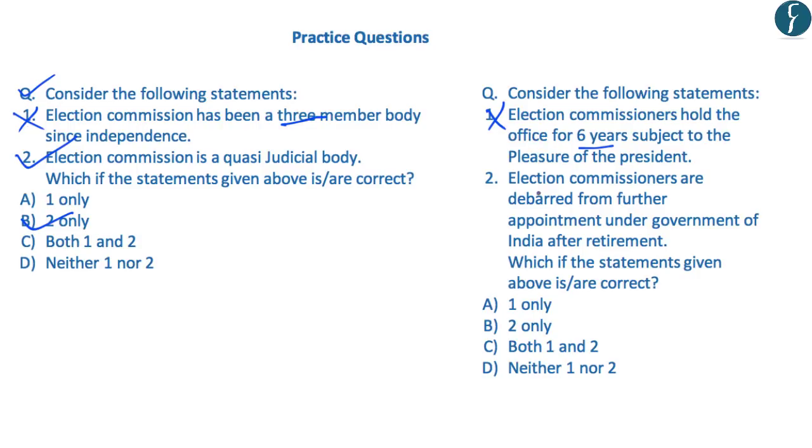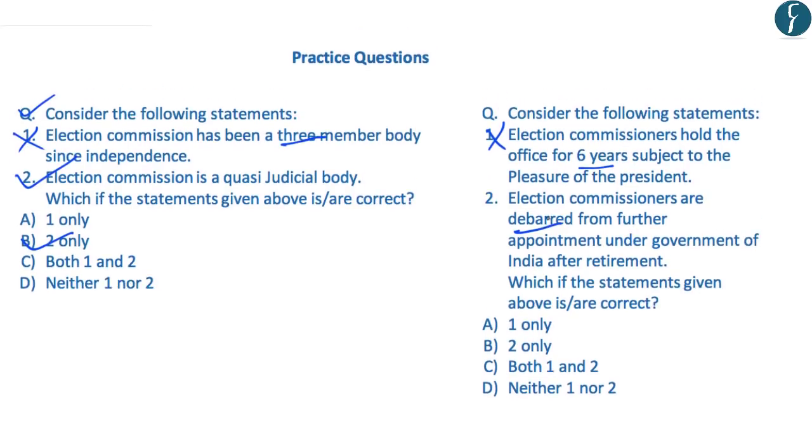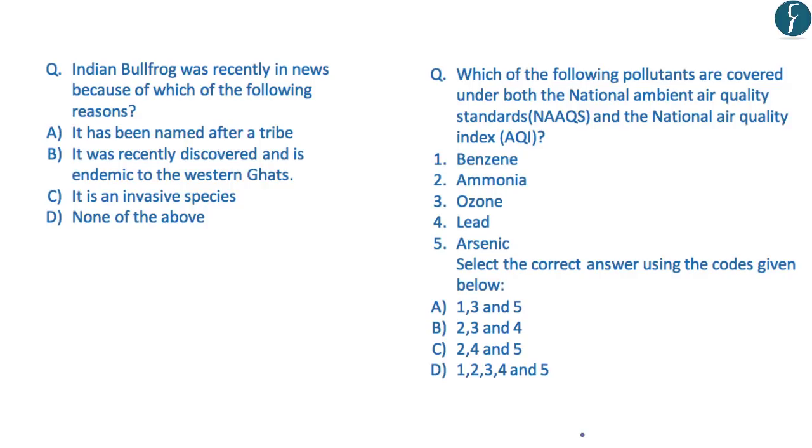The second statement reads, the election commissioners are debarred from further appointment under the Government of India after retirement. This statement is also incorrect because there is no such provision regarding the election commissioners and their appointment under the government after retirement. So the correct answer is D, that is neither statement 1 nor statement 2 is correct. Further, let us take up these two questions and the answer for these will be displayed after 5 seconds.